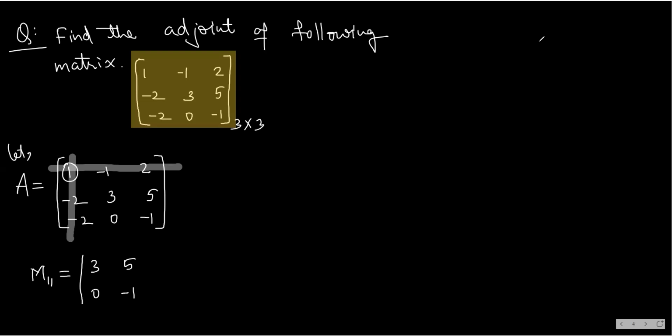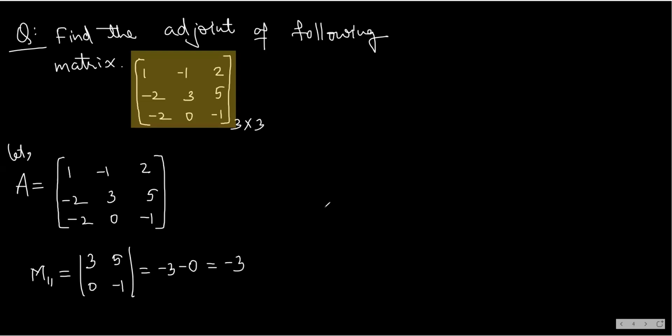So you got the minor of 1. What is the minor of 1? The minor of 1 will be the determinant 3, 5, 0, -1. You calculate. So this determinant is 3 into -1, that is -3, minus 0. So you get -3. This is M11.